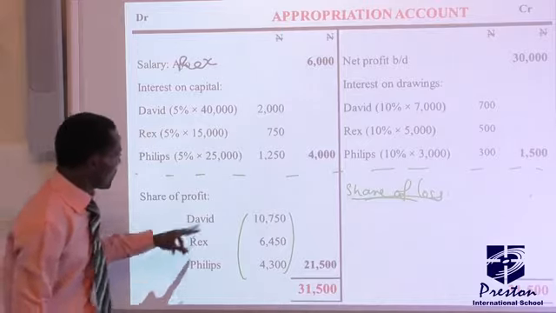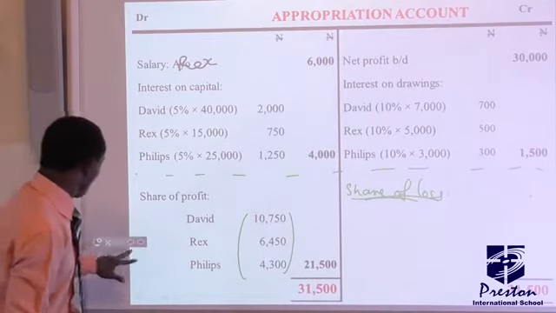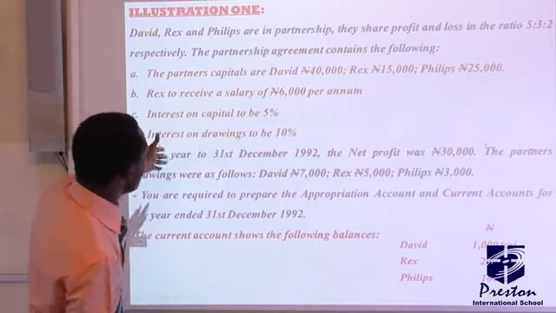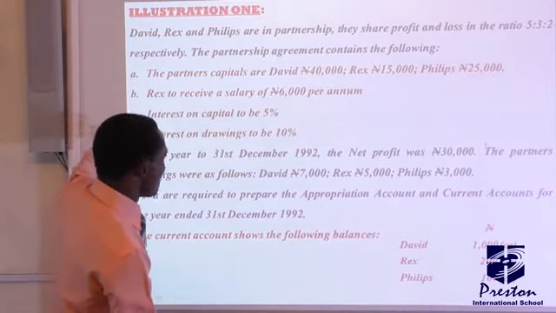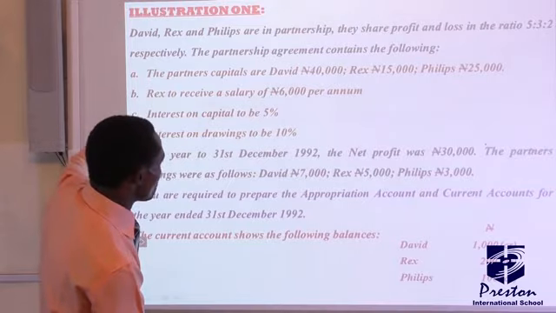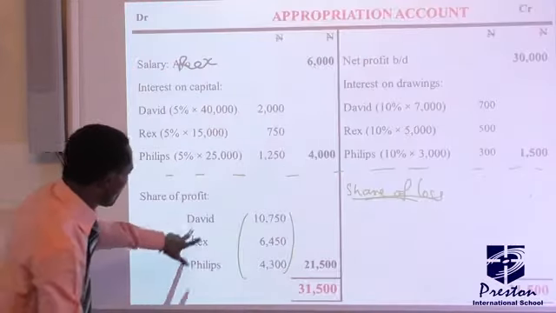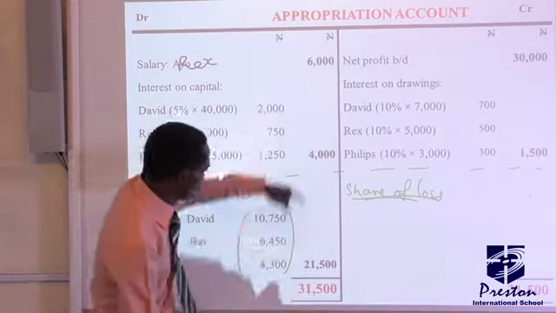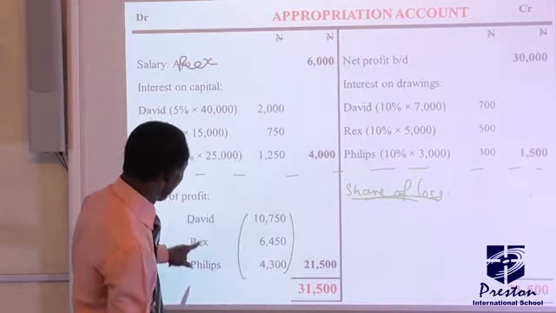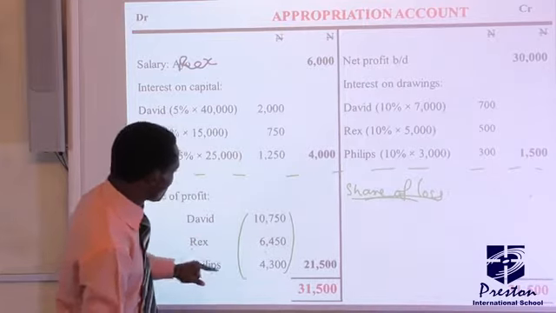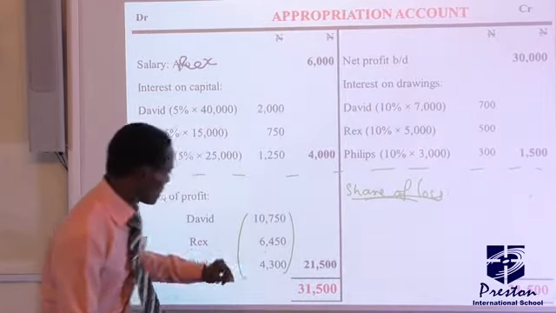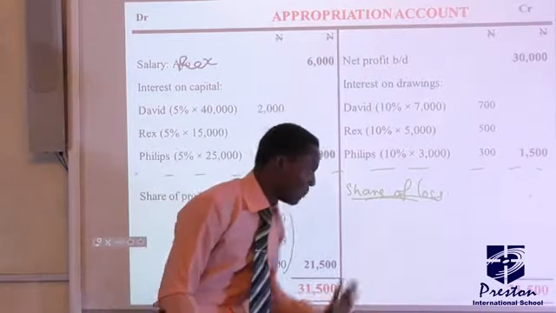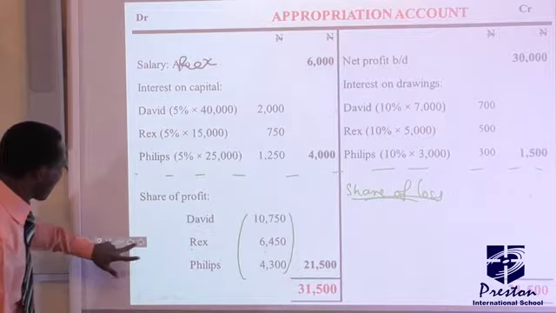So which means the share of profit, meaning how will they share the profit? We have been made to understand here that profit will be shared with a particular ratio given to them. Therefore, if we look at it, there is a percentage given which goes to David, Rex, this, then Phillips, this. The addition of all this will give us this. So therefore, we are having 31,000 naira balances for our appropriation account.